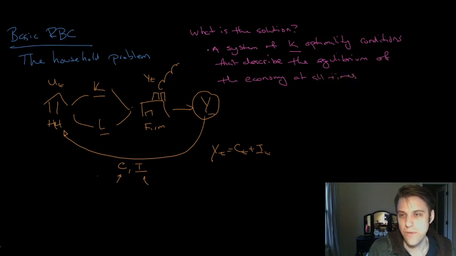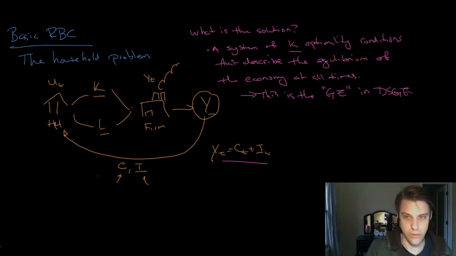So even if the model is not in the steady state, the model is in equilibrium in the sense that everything adds up. Y is going to be equal to C_t plus I_t. The supply and demand curves are going to cross. That's always going to be true in our model. This is the GE in DSGE. Okay, so we're always going to be in equilibrium, but we're not always going to be in the steady state. They're not the same thing.